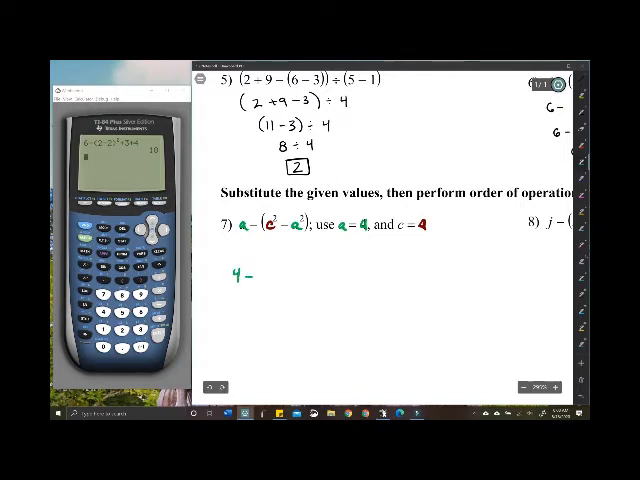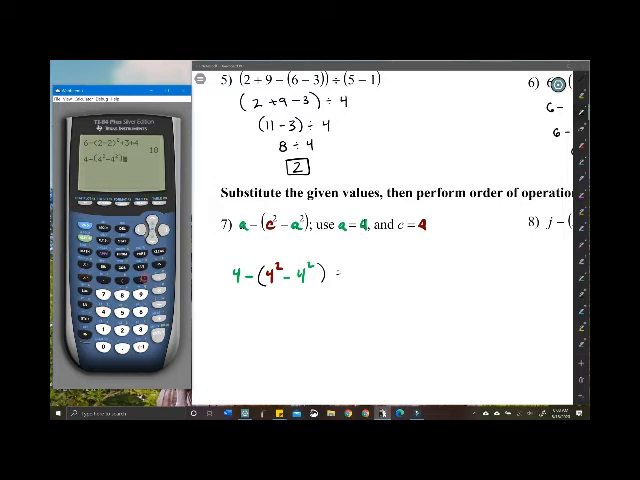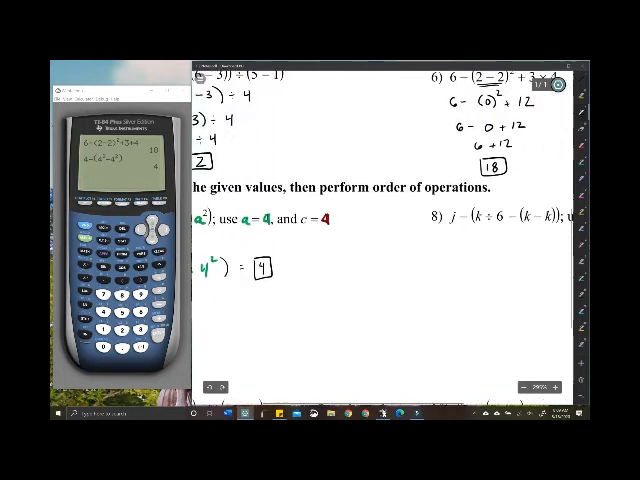So 4 minus 4 squared and minus 4 squared. Okay, certainly if you want to at this point, we already did some work before, type it into your calculator, 4 squared minus 4 squared. Okay, and parentheses, and you get 4. Boom, boom, boom. So that's about it. Just plugging it in and solving.